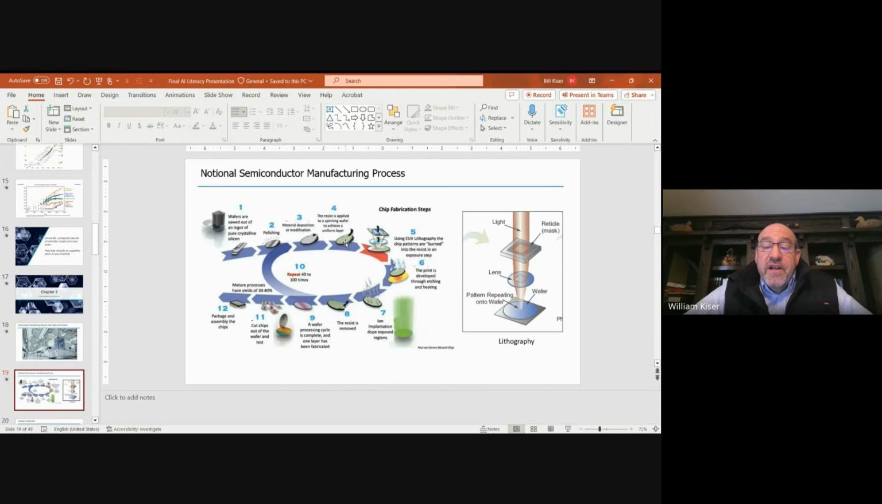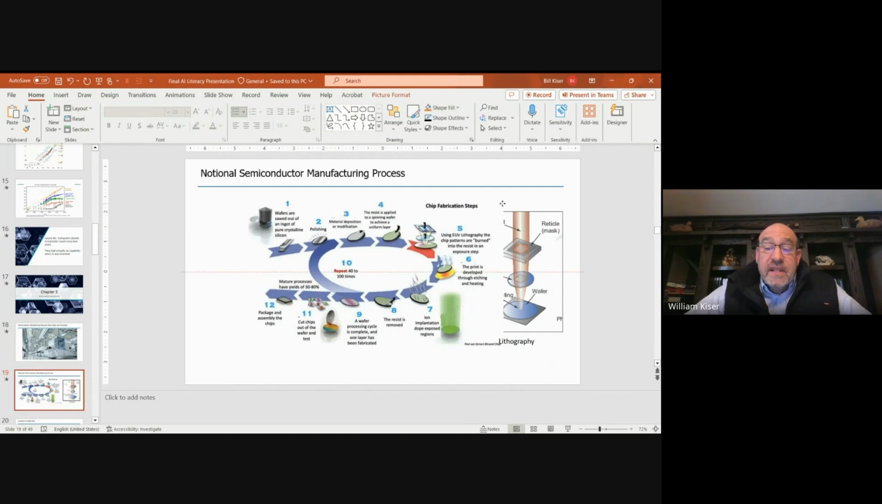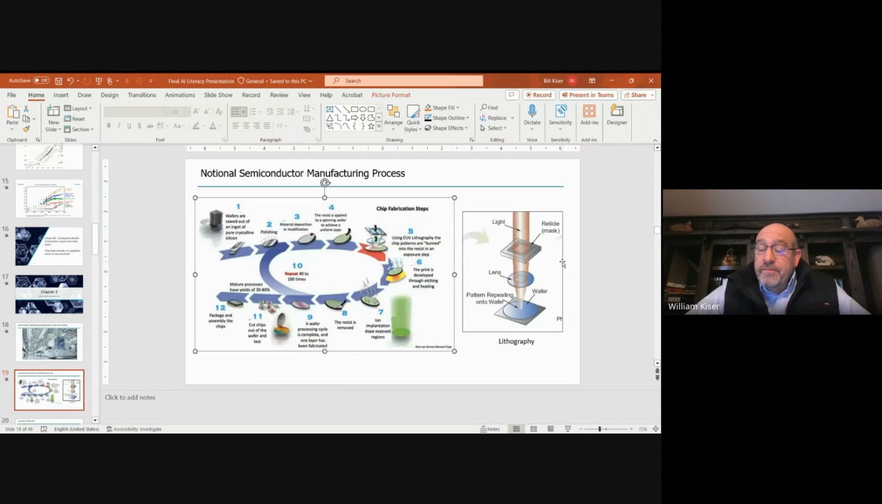You put a resist on and you move into one of the most complicated processes of semiconductor manufacturing, which is lithography. Lithography is a process of taking your design. Your design has been built computationally. You have a reticle, which is called a mask. You shine the light through it and you expose your photoresist, right? So you're starting to do patterning on the chips.